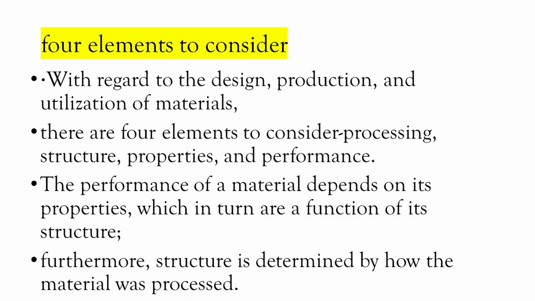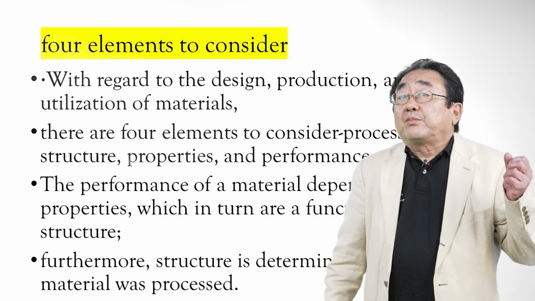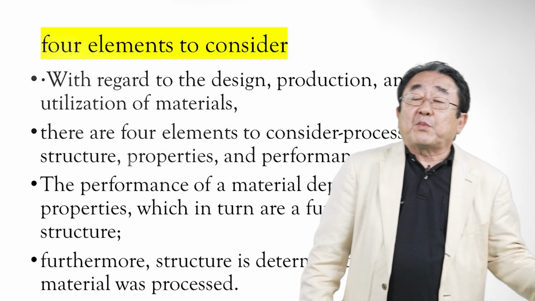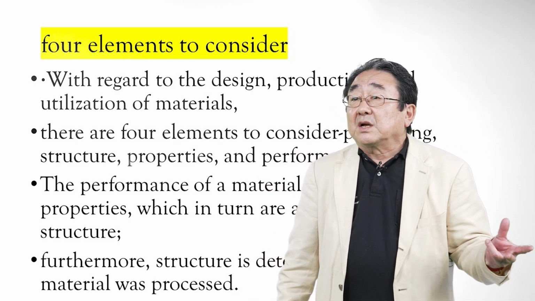4 elements considered. With regard to the design, production, and utilization of materials, there are 4 elements to consider. That is, processing, structure, properties, and performance. The performance of the material depends on its properties, which is a function of the structure. Furthermore, structure is determined by how the material was processed. So these 4 elements, processing, structure, properties, and performance, are related to each other very strongly.